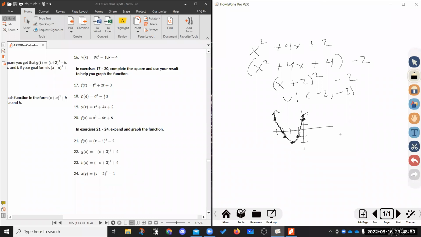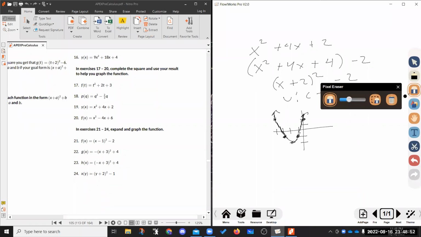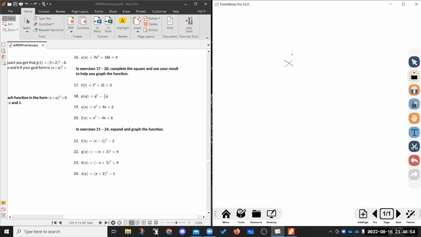And I have one more in this section. X squared minus 4x plus 6. Half of my middle number squared is 4. This is 4 and another 2. That makes this x minus 2 quantity squared plus 2, which gives me a vertex of 2, 2.